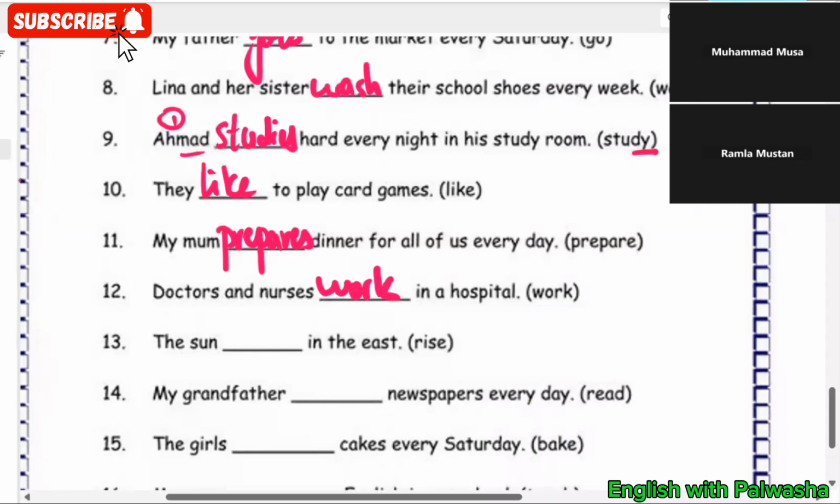The sun, one in the east. The sun dash in the east. Rises, rises. Very well, done.